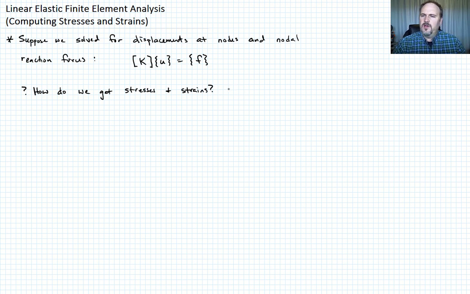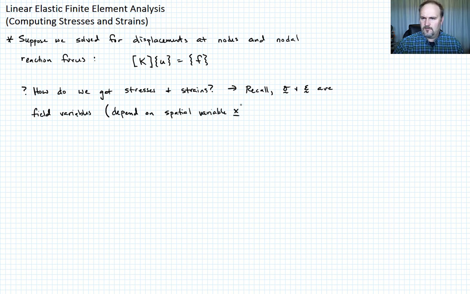Okay, so recall that stress and strain are field variables, right? And what that means is that they depend on the spatial variable x. Of course, displacement is that as well, but we have an entire field. So we've got to start talking a little bit about where we are going to report the stresses. What exactly are we reporting? And is that the quantity that we care about wherever we do report it?